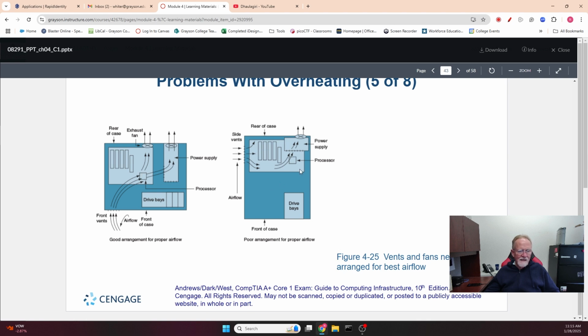This would be one of those clamshell cases, those small form factors. The front of the case is up here, the drives are up here, everything's up here, but you're not getting nearly enough airflow coming through. You've got these cards here, and they're blocking the airflow, so the air's having to sneak around this way and sneak around this way. It's not covering the processor like it should. So this is a bad arrangement. This is a good arrangement.